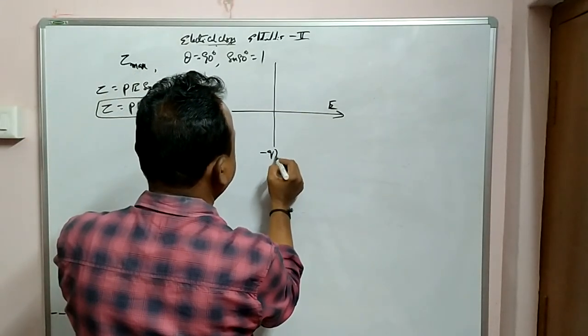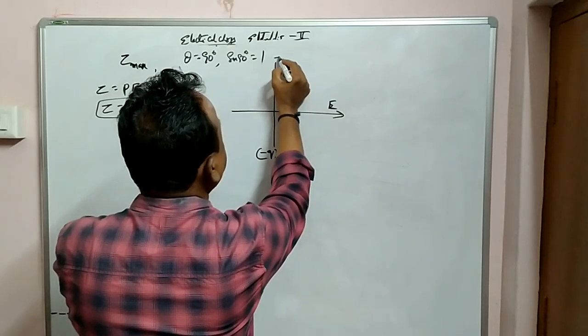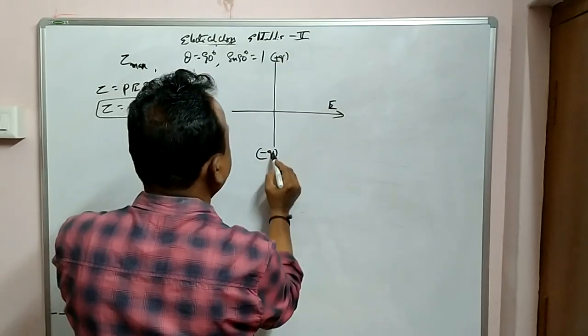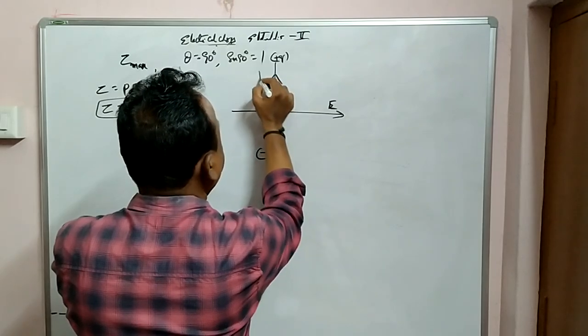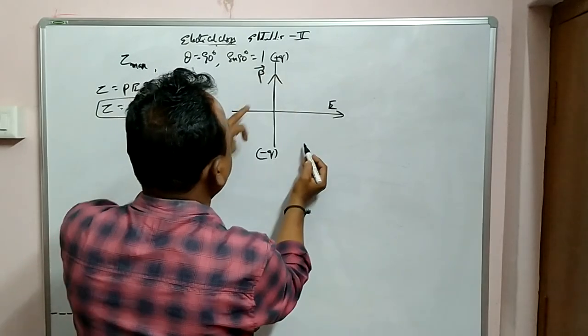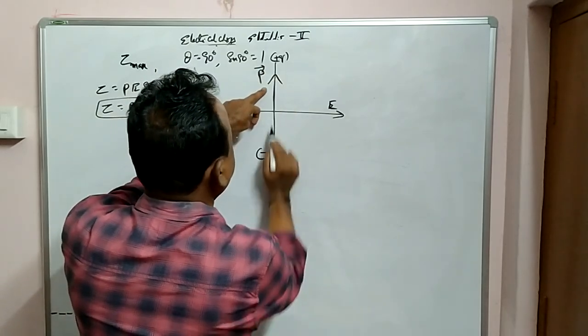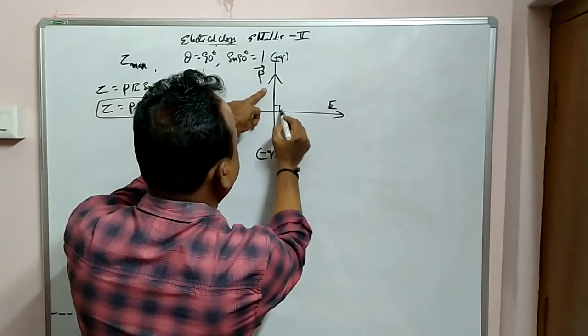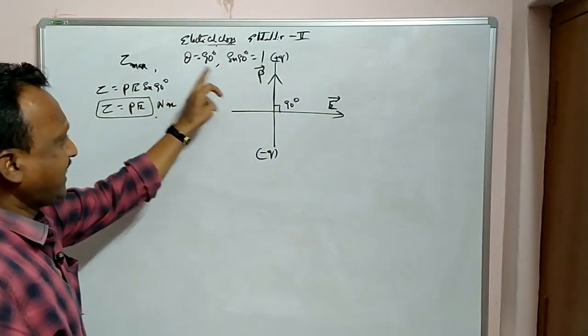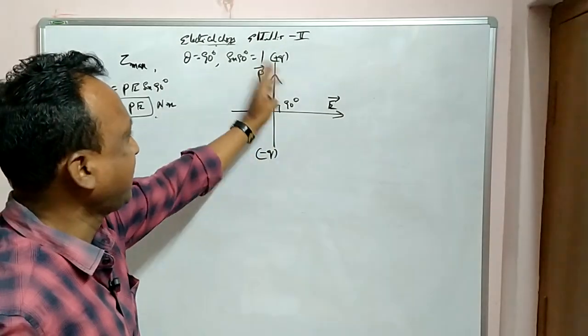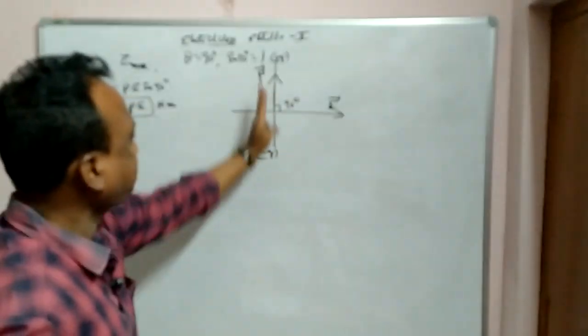As I told you, this is minus q, this is plus q. So from minus to plus goes the dipole moment p, a vector quantity. Observe carefully here, what happens? Minus q is plus q. What is the angle between them? 90. This is also a vector. So when theta is 90, you can see both are perpendicular to each other.